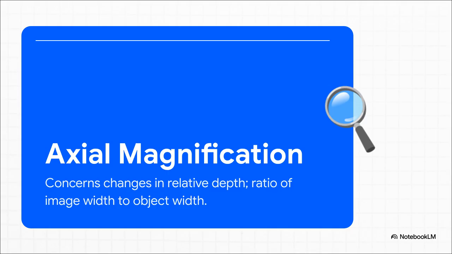Now, mathematically, deriving this exactly is incredibly laborious, literally a nightmare. But for our purposes, we use this beautifully simple approximation. Axial magnification is just about the square of the transverse magnification.